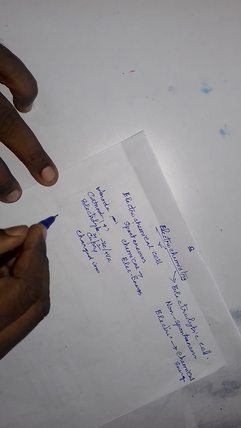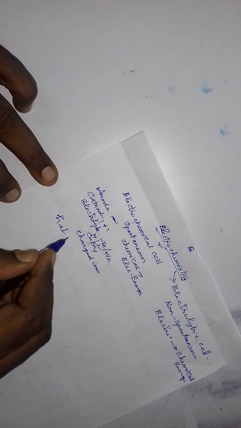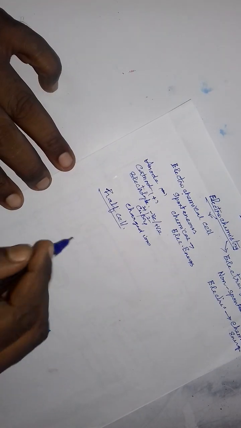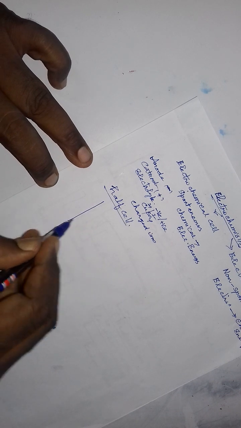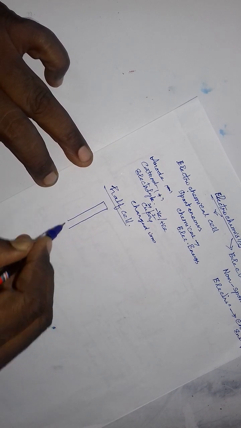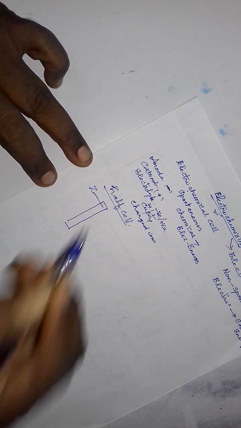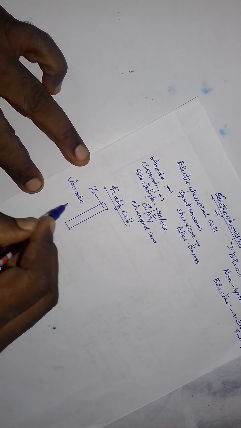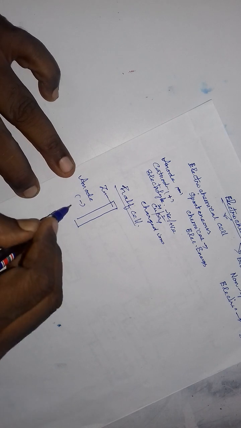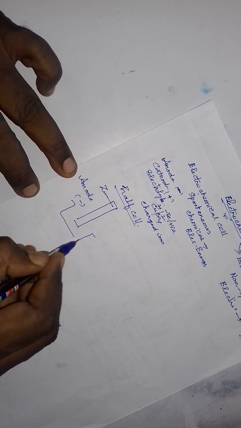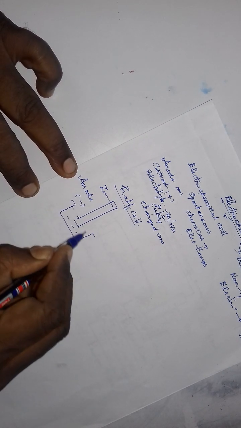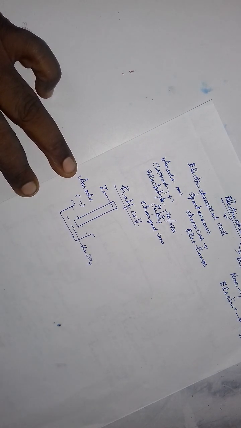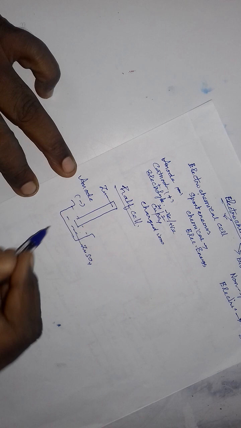Now, while going through the electrochemical cell, these are all the parts. Initially we have to read about the half cell. What is a half cell? A half cell has one electrode, called zinc. That is called the anode, the negative, and it is dipped into the zinc sulfate solution. So this is called a half cell.